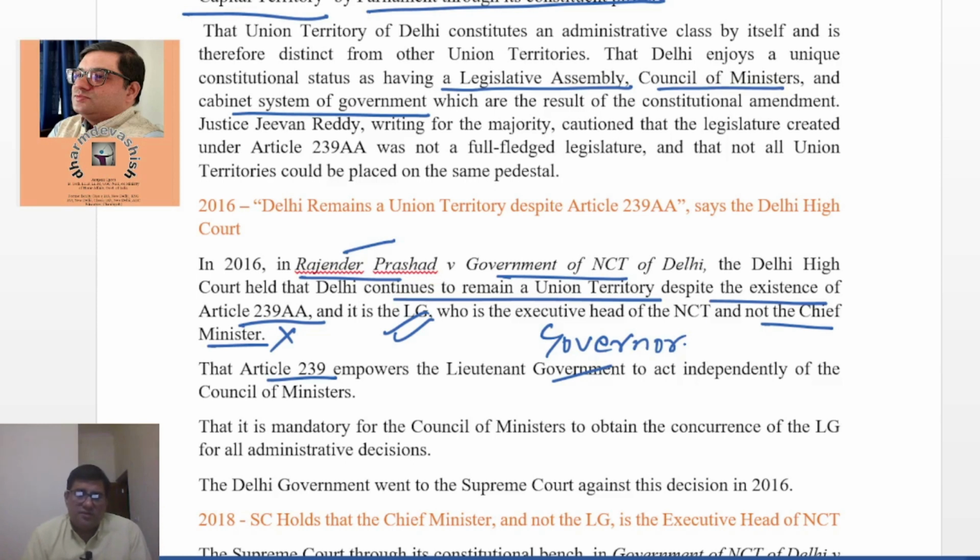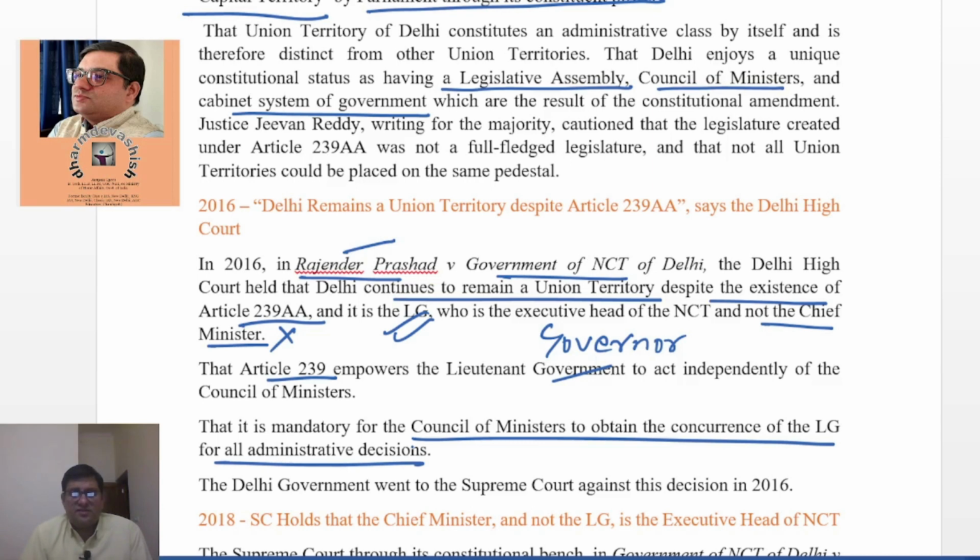Furthermore, the judgment said that the Council of Ministers headed by the Chief Minister should obtain concurrence of the LG on all administrative decisions, meaning thereby any decision and every decision taken by the Council of Ministers headed by the Chief Minister should have the concurrence, the permission of the Lieutenant Governor, and with respect to what matters, the administrative decisions, matters related to the day-to-day administration, you can say.